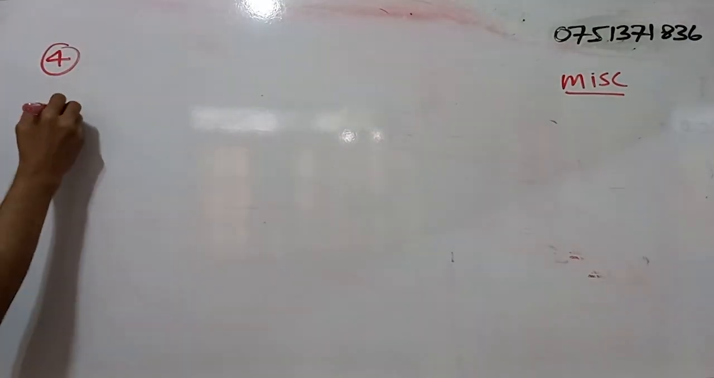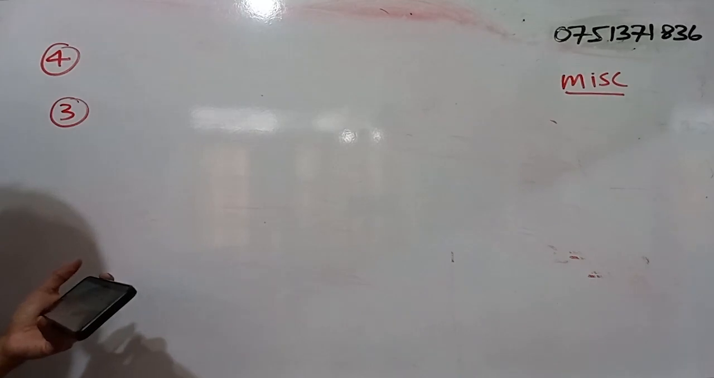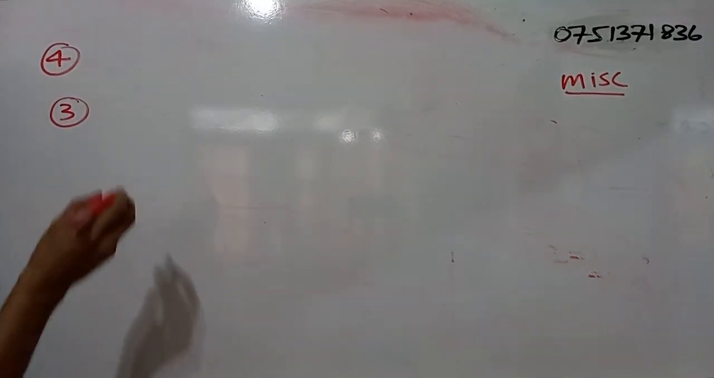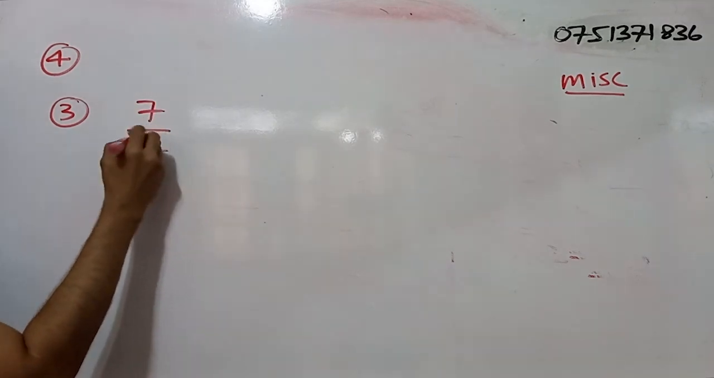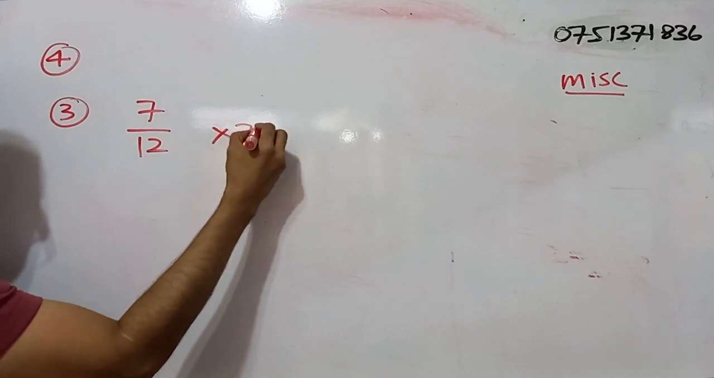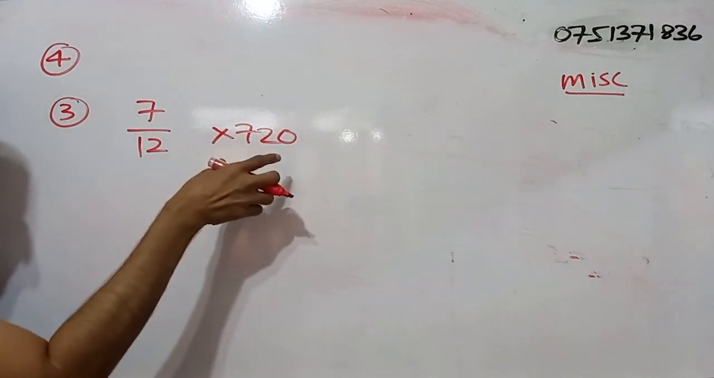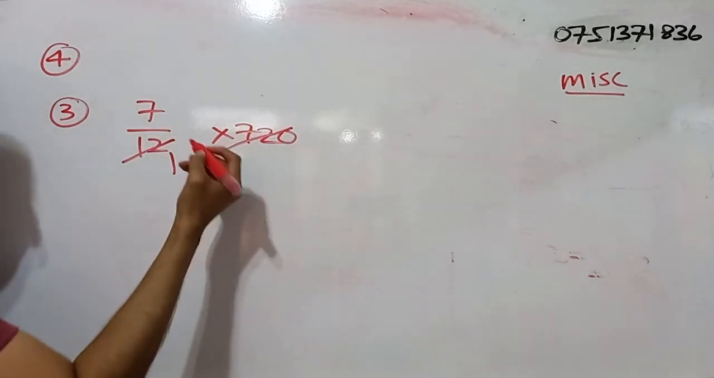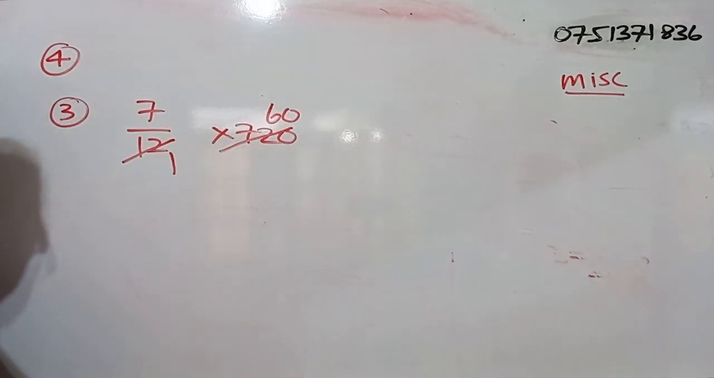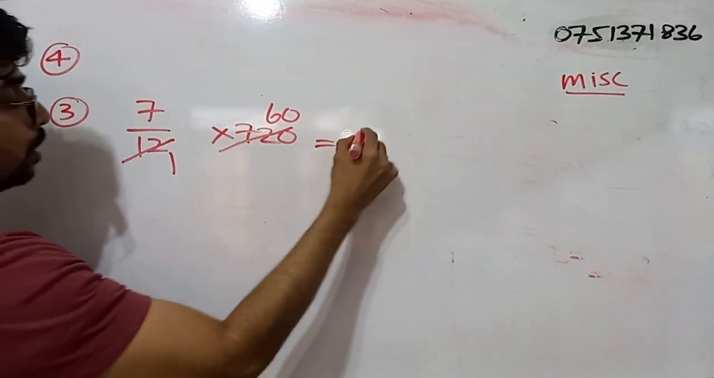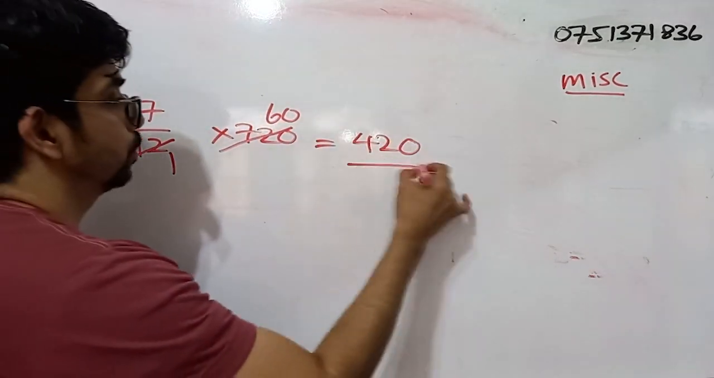Right. Third part. Find the number of votes the winner received. The winner got the number of votes as a fraction, 7 by 12, no? So we know the total amount of votes, which is 720. So we have to take this fraction from this amount. So 12 times 1, 12 times 60. So 7 into 60, that is 420. So this is the answer.